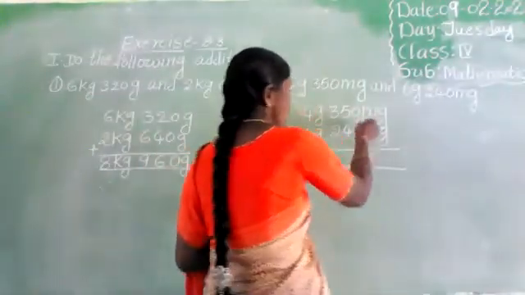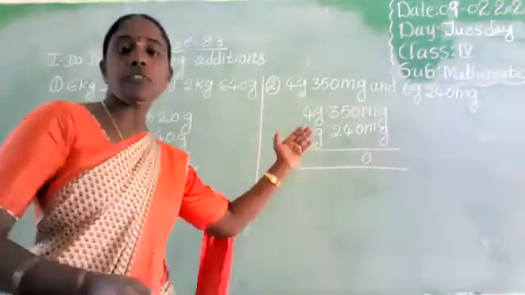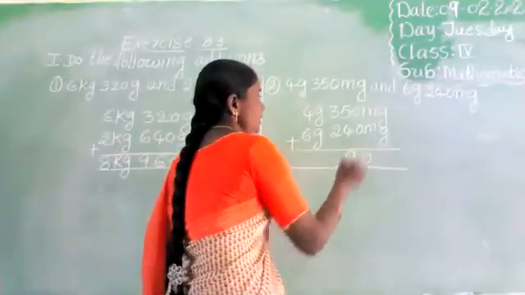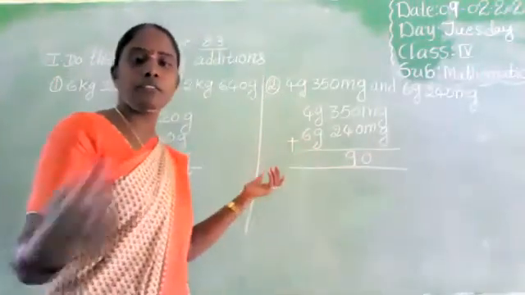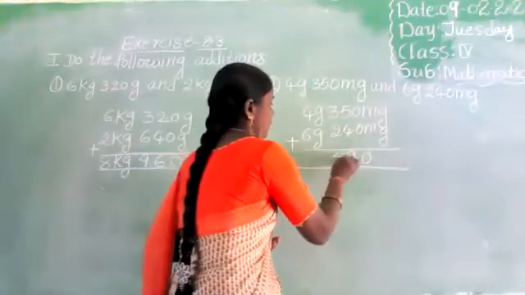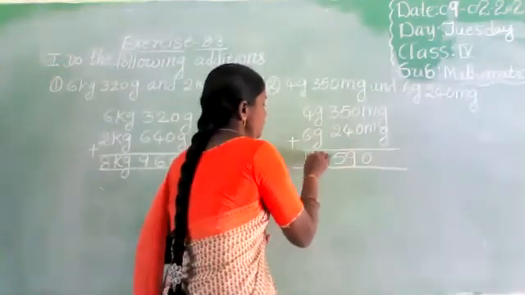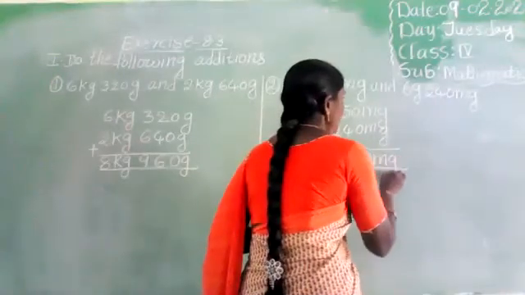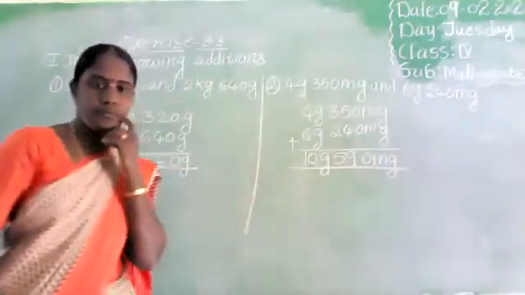0 plus 0, 0. Next 5 plus 4 is 9. Next 3 plus 2 is 5. Next 6 plus 4 is 10. 10 grams 590 milligrams. Okay?